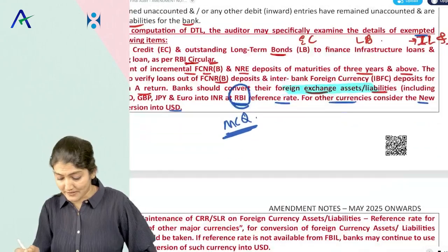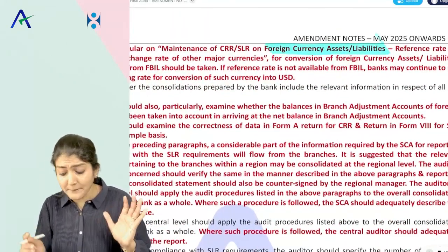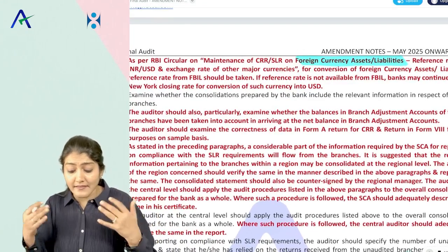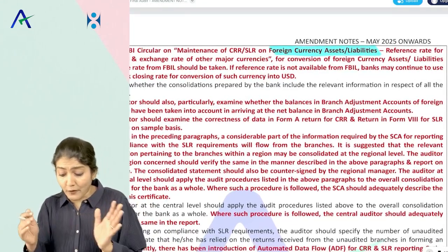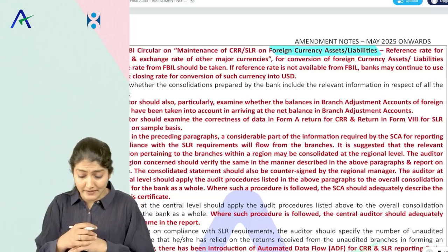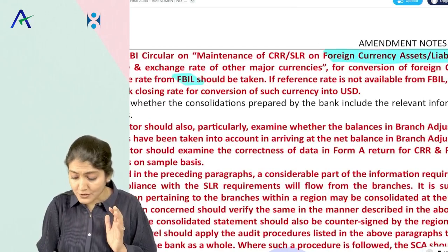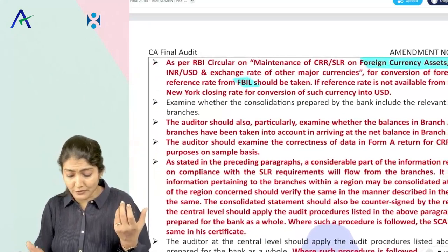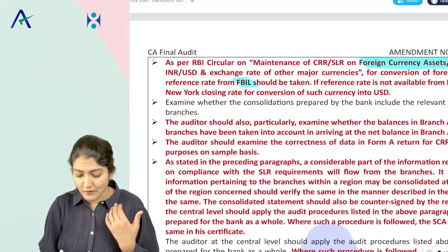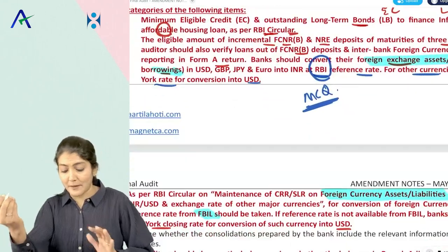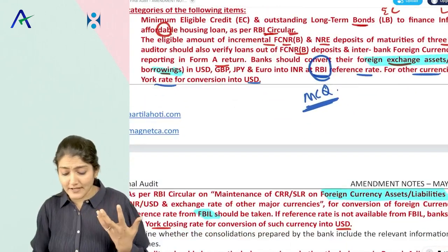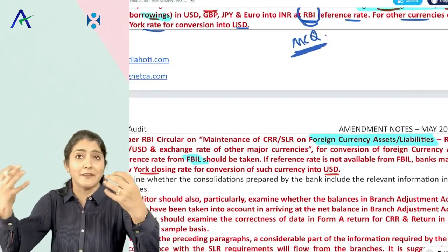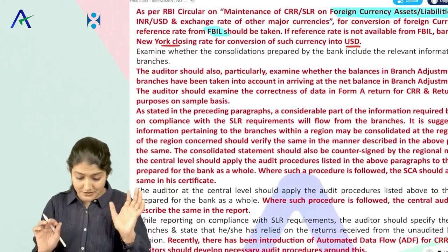Okay, right. Then as per the RBI circular on maintenance of the CRR and the SLR on the foreign currency assets and liabilities, right? So one more time they are talking about the foreign currency assets and liabilities, reference rates for INR USD, and the exchange rate of the other major currencies. For conversion of foreign currency assets and liabilities, reference rates from the FBIL should be taken. If a reference rate is not available for a particular currency, continue to use the New York closing rate for conversion of such currency into USD. So almost it's a repetition of the above point. For foreign exchange assets and liabilities, you need to take the RBI reference rate. For other currencies, you need to take the USD conversion rate. Okay, right.